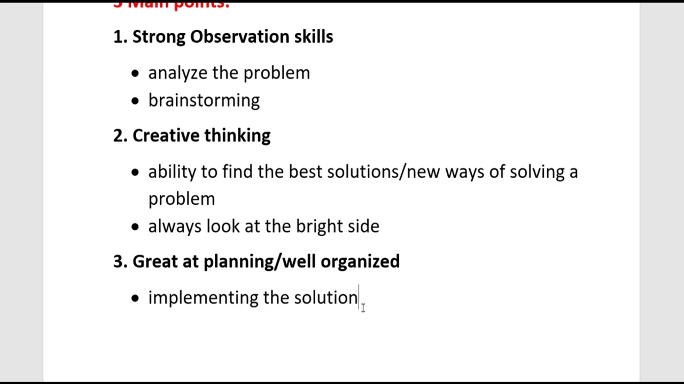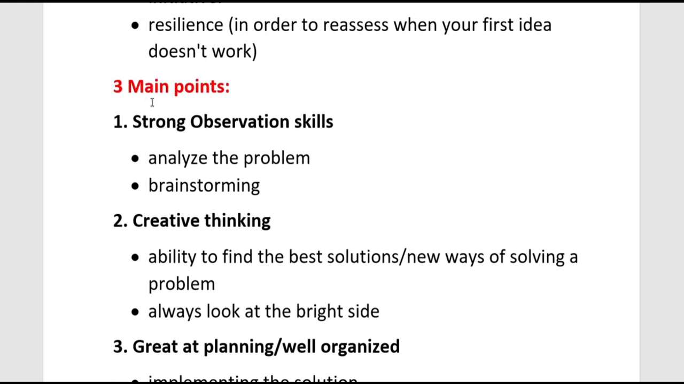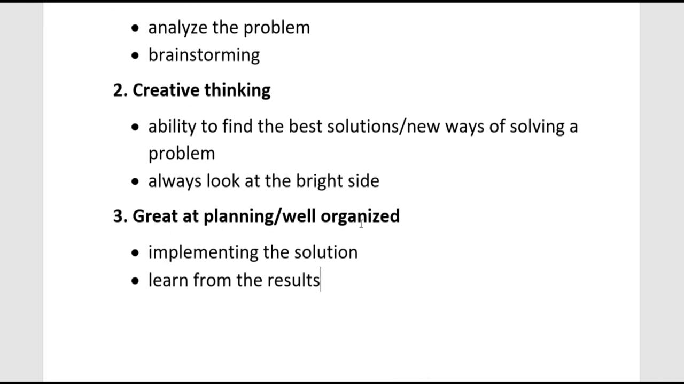You implement that solution, but they also learn from the results. That shows that the person is a good planner. How is a person a good planner? They have a plan, they deploy the plan, they get the results, and then from the results they learn. So I'm so glad I got 3 points: strong observation skill, creative thinking, and great at planning.